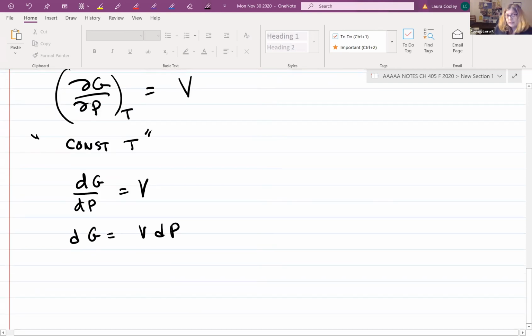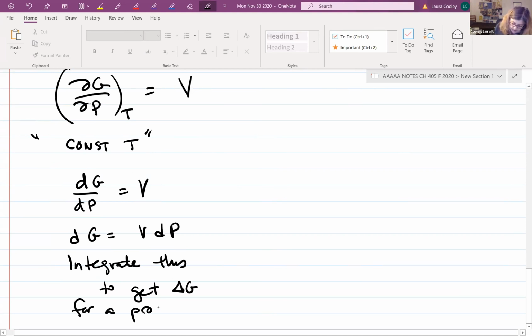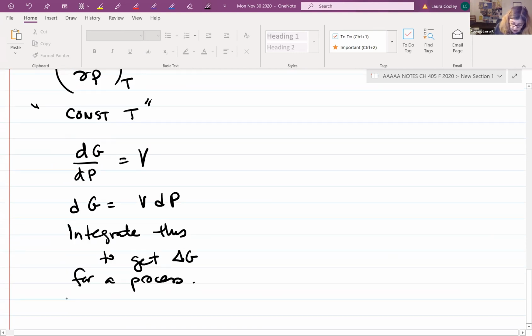And this is really important because I can integrate this to get the change in Gibbs free energy for a process, because the integral of dG, of course, is delta G, between two states, G2 minus G1. So that's one very important thing that I get out of this.